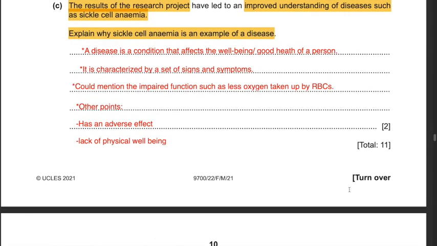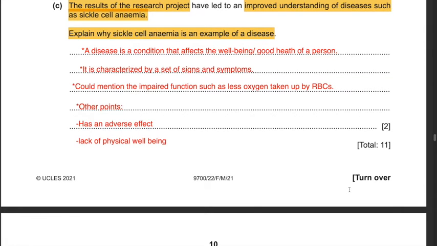Part C. The results of the research project have led to an improved understanding of diseases such as sickle cell anemia. Explain why sickle cell anemia is an example of a disease. Over here, you should mention the definition of a disease. A disease is nothing but a condition that affects the well-being or good health of a person, and it is characterized by a set of signs and symptoms. That will land you 2 marks straight away.